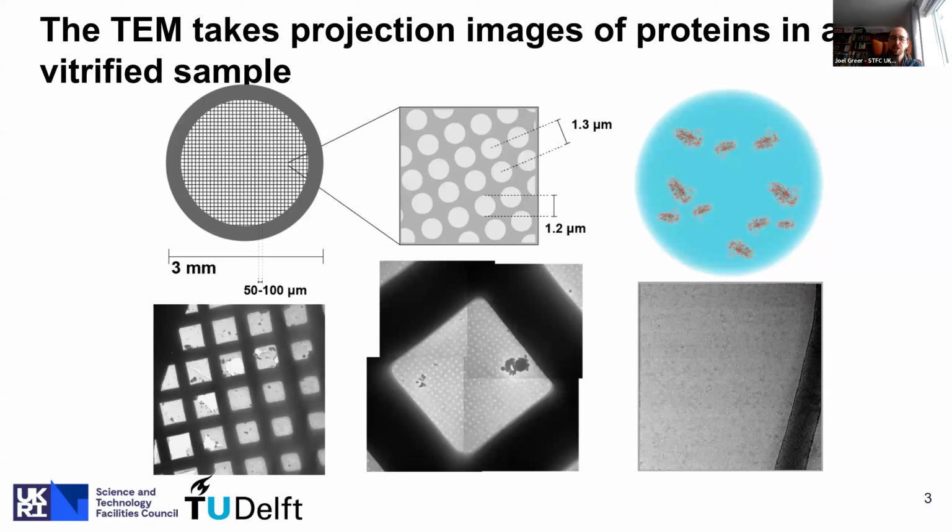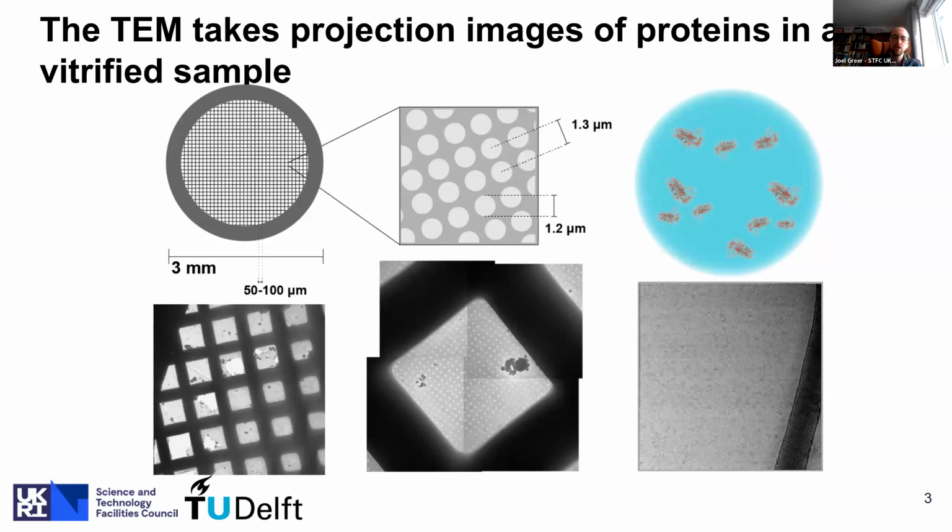But before you can take any images, you need to prepare your sample to be imaged by the electron microscope. This is usually done by depositing microliters of a sample onto a holey carbon film, which is usually supported by a copper grid. So we've got some diagrams here and more real examples below. Then once you've deposited your sample onto your holey carbon film, you will blot away any excess to leave a thin liquid layer across the holes in your carbon film.